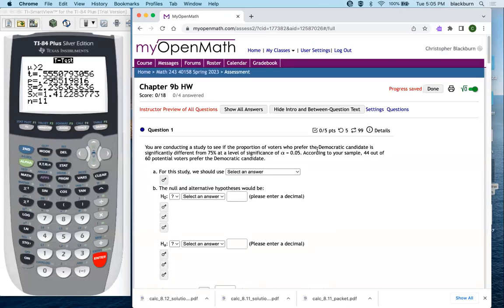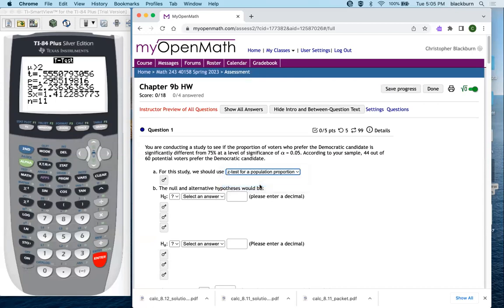All right, so this one now we're testing against population proportions. So instead of a mean, we're looking at a percentage. Like for number one, you're conducting a study to see if the proportion of voters who prefer the Democratic candidate is significantly different from 75% at a level of significance of 0.05. According to your sample, 44 out of 60 potential voters prefer the Democratic candidate. 44 out of 60 is pretty close to 75%.